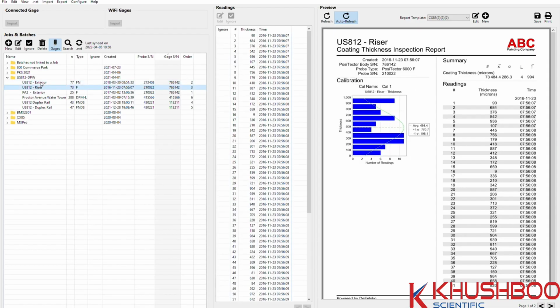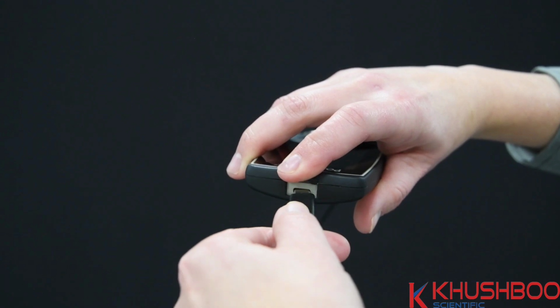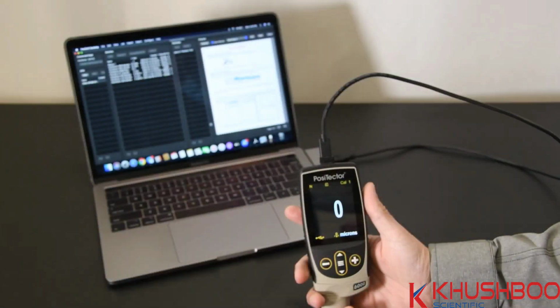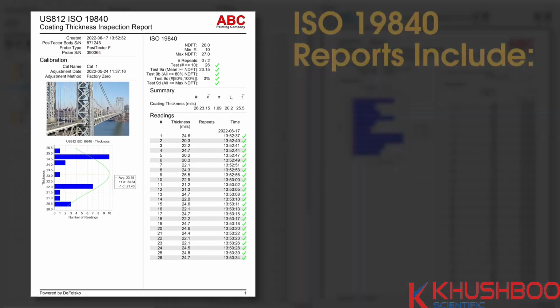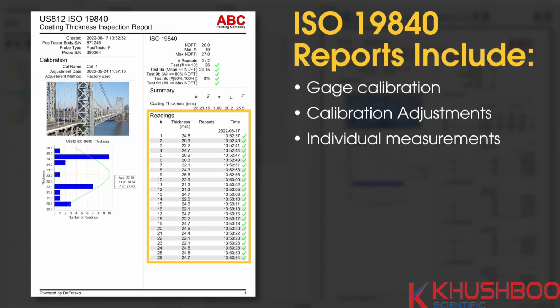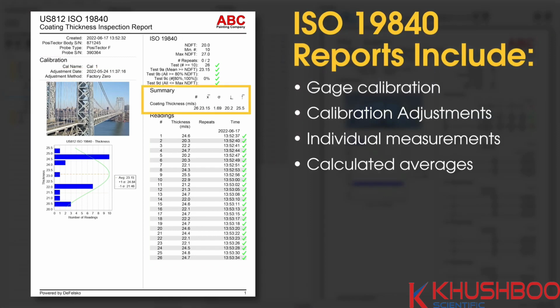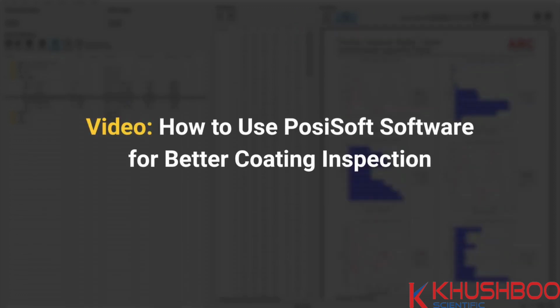Once measurements have been saved, PosiSoft software makes it easy to manage data and create professional custom reports. Simply connect your gauge via USB or Wi-Fi to quickly import your readings and save a PDF report. Information such as the gauge calibration, calibration adjustments, individual measurements, calculated averages, and pass-fail conclusions will be presented. Learn more about PosiSoft software in the How to Use PosiSoft Software for Better Coating Inspection video.